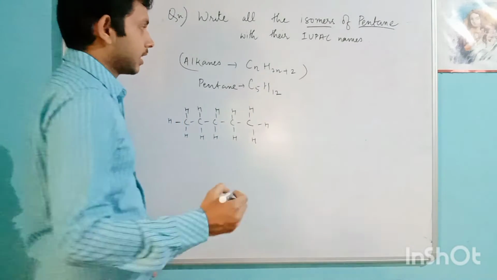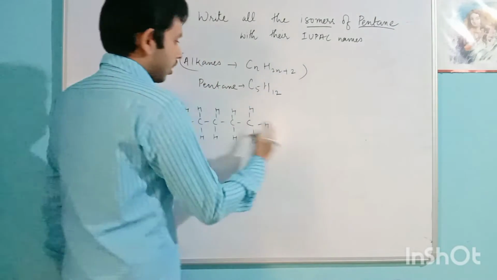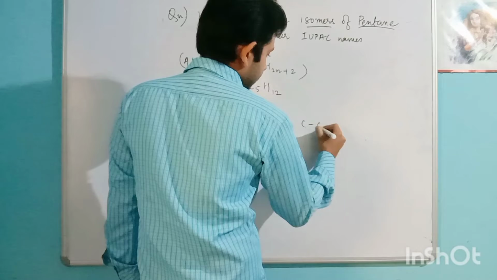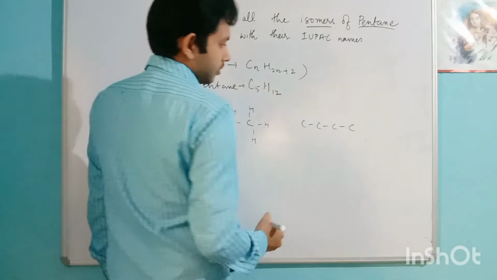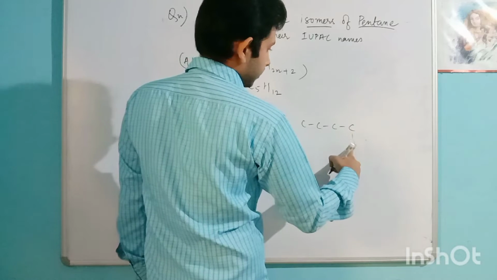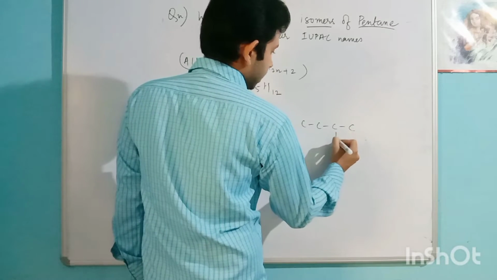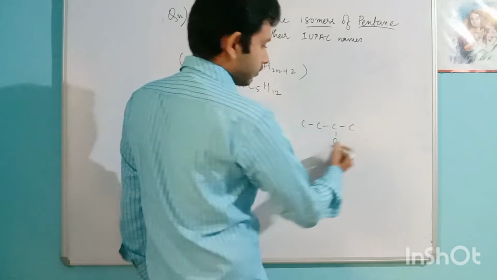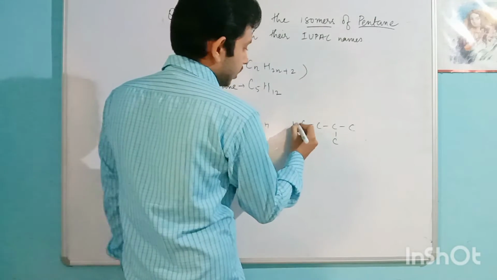Now let's write the second isomer. How can you arrange the 5 carbons? If I write it here, it will become the same. So I will write the next carbon here. So there are 1, 2, 3, 4, 5 carbons, and then put hydrogens.